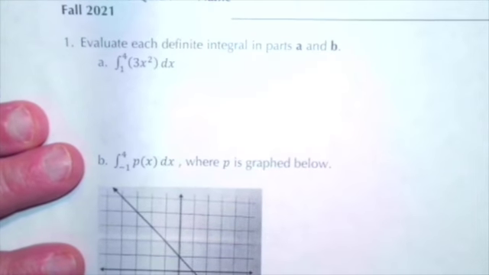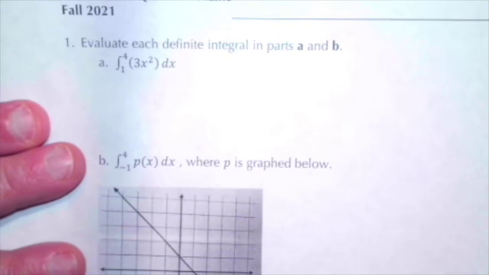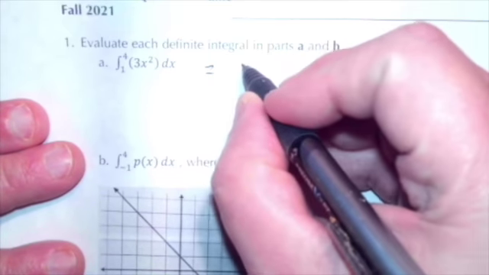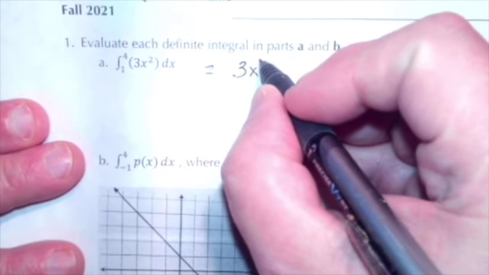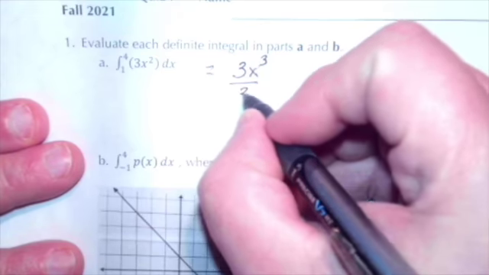So here we are looking at quiz 7 from fall 2021 in Math 1910. We've got some definite integrals, and the first one is the integral from 1 to 4 of 3x squared with respect to x. The first thing we need to do is find an antiderivative, so we'll just use the power rule. That would be 3x cubed over 3.